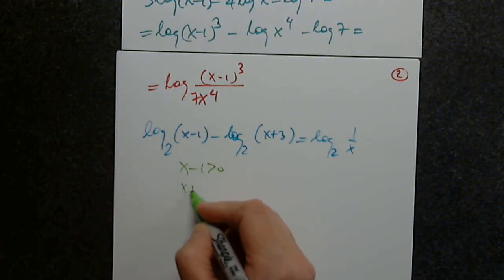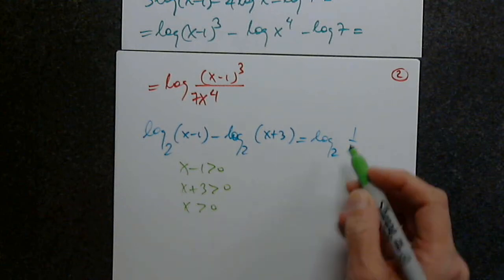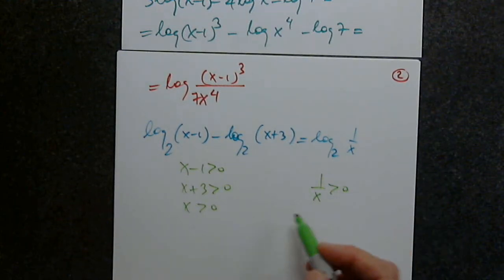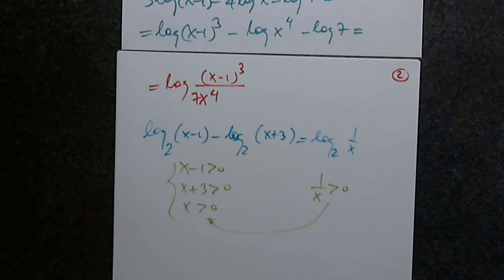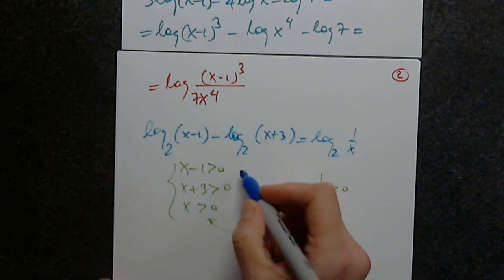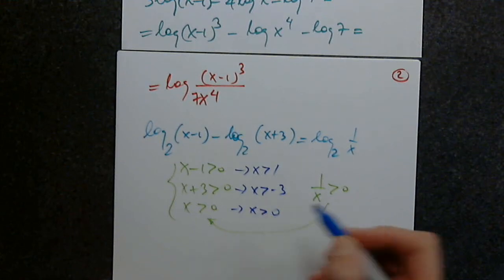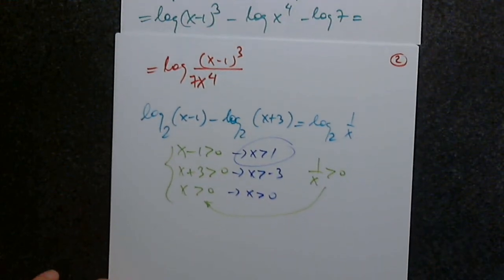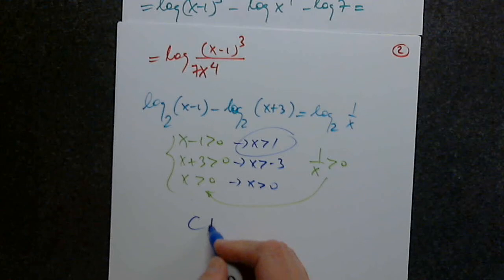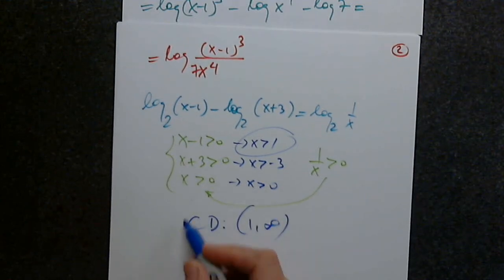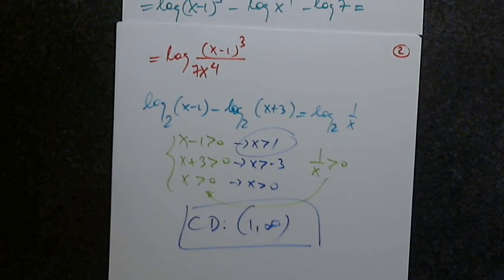First I prefer to find the domain. For 1 over x to be greater than 0, x has to be greater than 0. In that case, when you intersect x greater than 1, x greater than -3, and x greater than 0, you realize that the common domain is x greater than 1, from 1 to infinity. If whatever we get are not numbers greater than 1, then we'll have to disregard them.